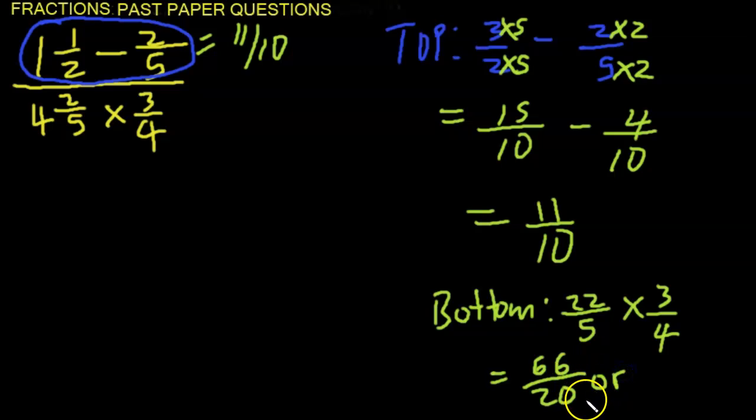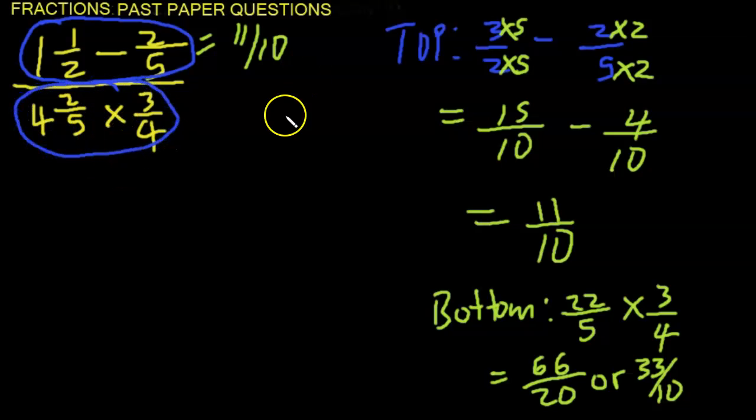We can divide both sides by what? 2. Divide 66 by 2, we get 33. Divide 20 by 2, we get 10. So the entire denominator, the bottom here, everything at the bottom here, works out to be 33 over 10. So in doing our solution now, everything at the top works out to be 11 over 10.